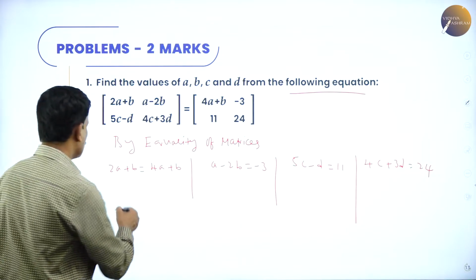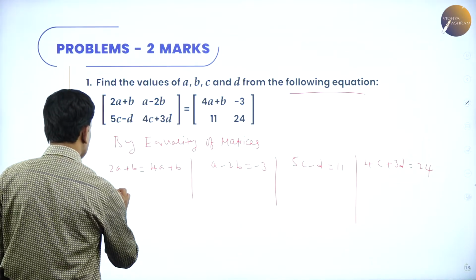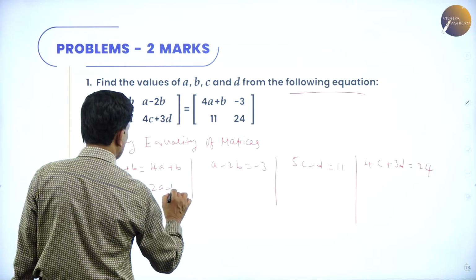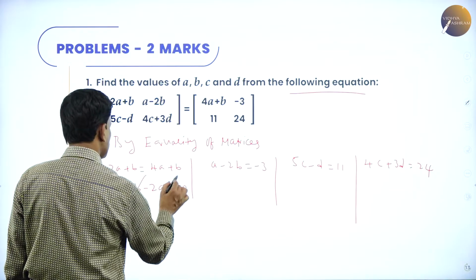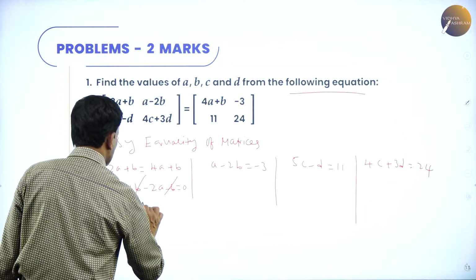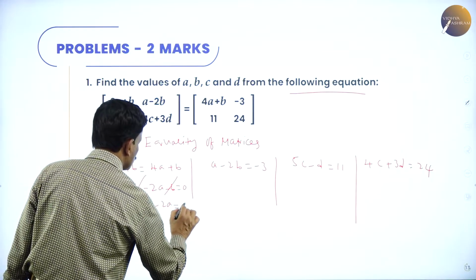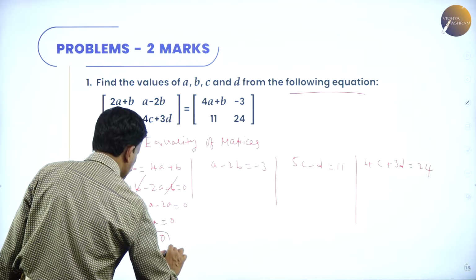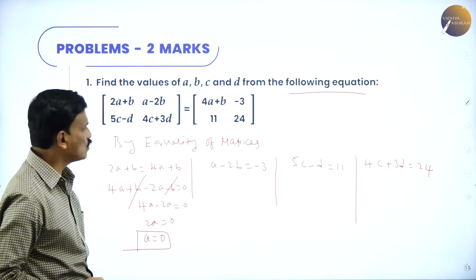From these two equations, transfer this: 4a plus b minus 2a minus b is equal to 0. Plus b minus b gets cancelled. 4a minus 2a is equal to 2a. 2a is equal to 0. Therefore, a is equal to 0 by 2, which is 0. a is equal to 0.